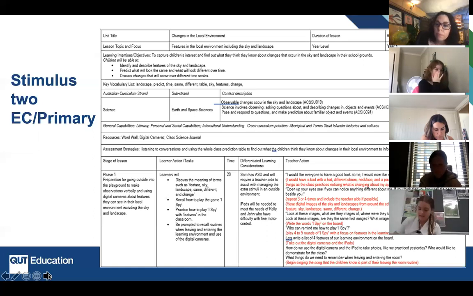Well, I had that she was making alterations to suit individual students. So when it's talking about Sam has ASD and requires a teacher aide, and the iPads will be needed to meet the needs of Kelly and John. Excellent. And so then, differentiating for each student. Yeah. And she also used very engaging activities to help students look at the surroundings and see it from a practical view as well.